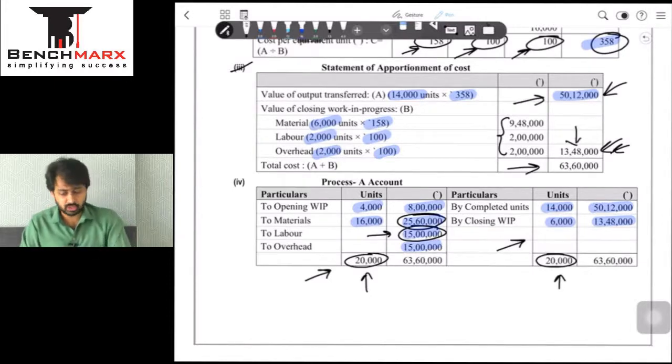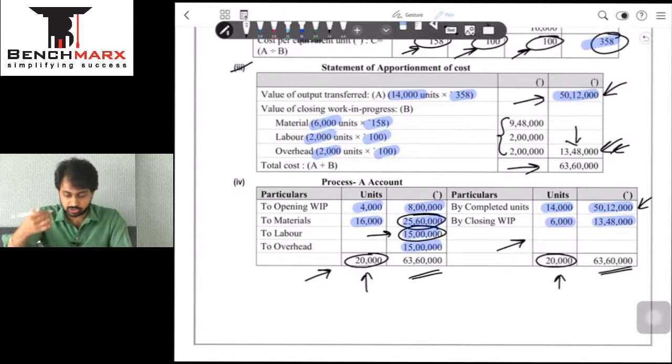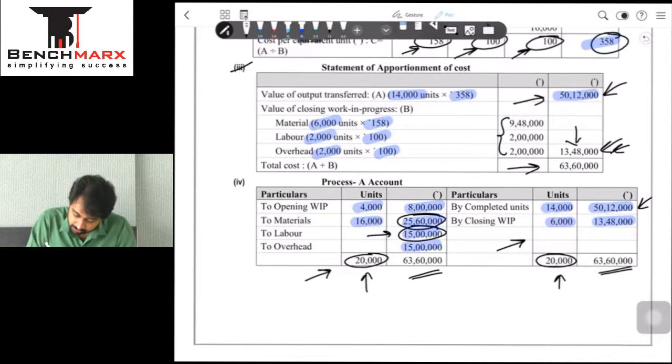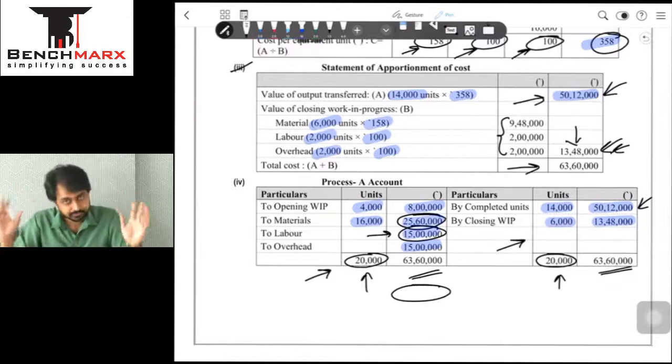All these numbers were found out, and because of this the account will tally, because the goods are transferred at cost in the absence of information. If the goods transferred were at selling price, then this figure of 50 lakh 12,000 will be more, because 5012 plus markup will be selling price. It is because of this that we'll end up having some profit as balancing figure in the process account debit side, and this represents process profit.